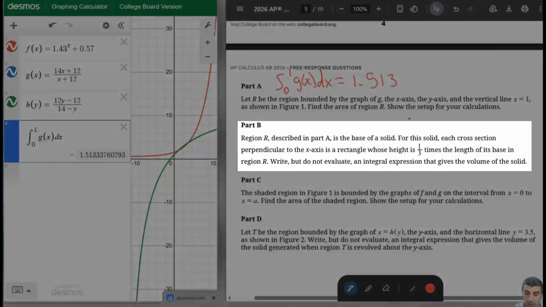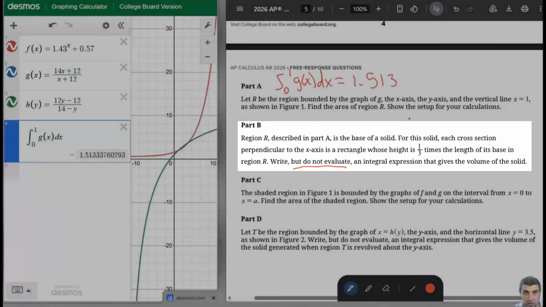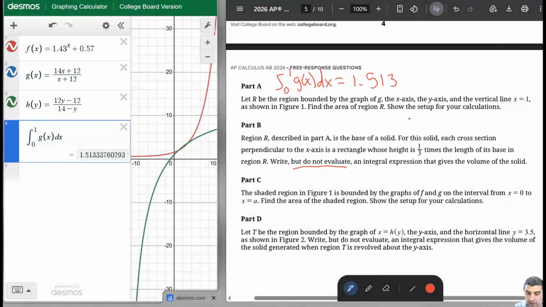Part B: region R, described in Part A, is the base of a solid. For this solid, each cross-section perpendicular to the x-axis is a rectangle whose height is 1/3 times the length of its base in R. Write, but do not evaluate, an integral expression that gives the volume of the solid. For this one, don't waste your time evaluating it.